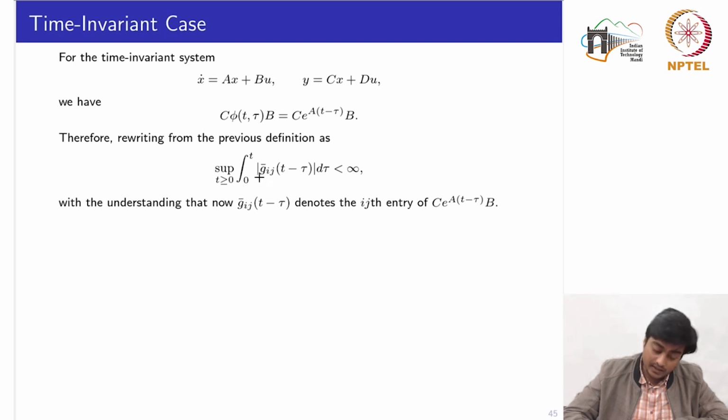Okay. So therefore, rewriting from the previous definition, we can rewrite it as the supremum of the integral of this integrand should be bounded. Basically, it is the impulse response that should be bounded, with the understanding that now this part denotes the ijth entry of this matrix.